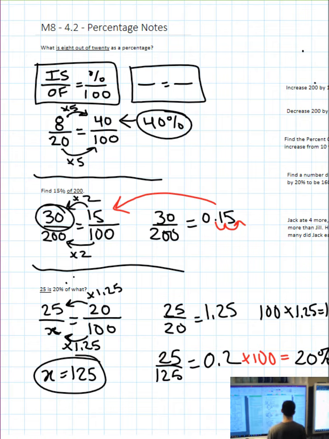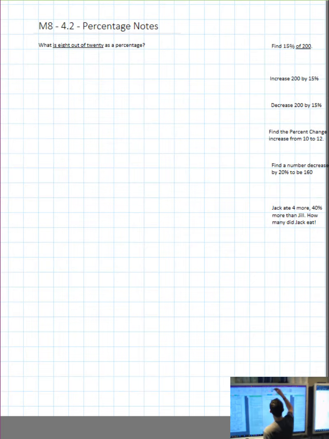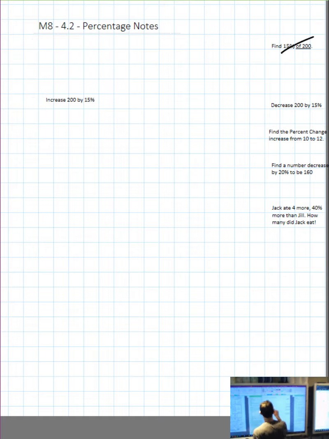Okay, so the next one, we are going to increase a number by 15%. So we're going to increase 200 by 15%. There's a bunch of different ways to do this. So let's start off on the first one.